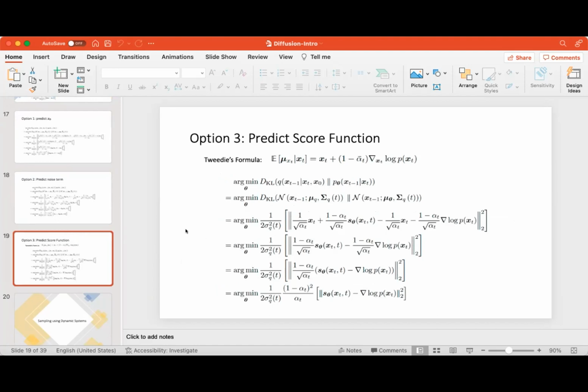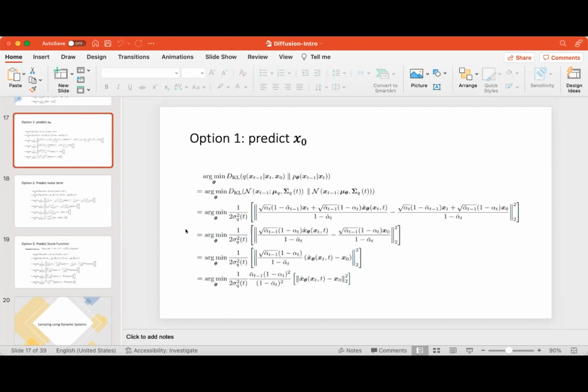I think this is not very important, to be honest. These are just normal random variable manipulations.